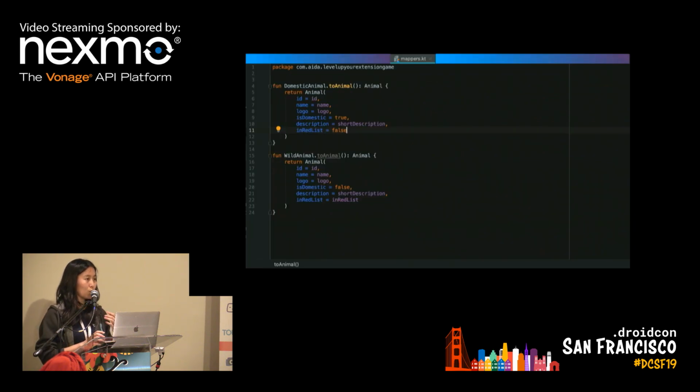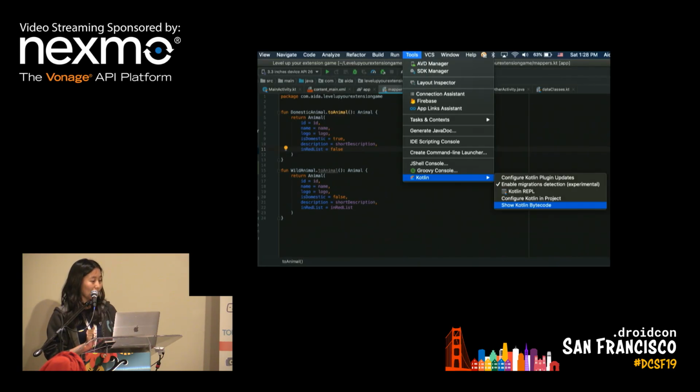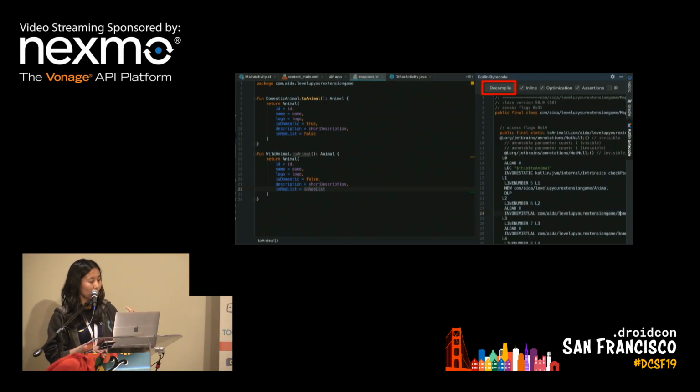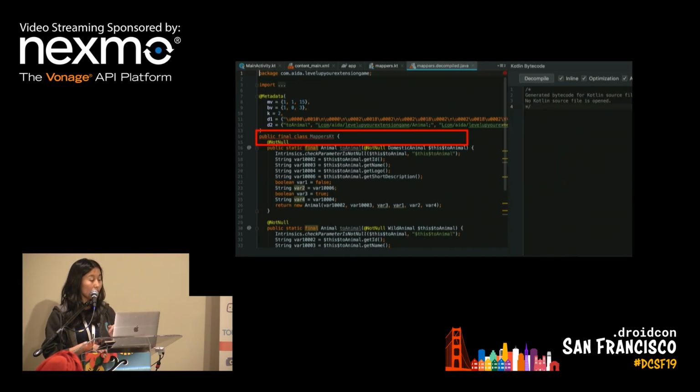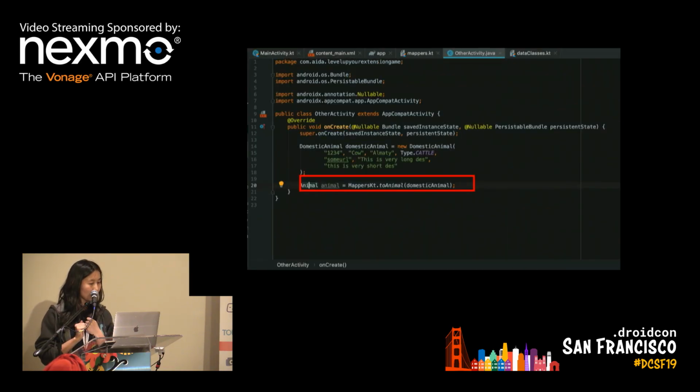In order to do that, you have to go to your file that contains the extension function, and then click on Tools, Kotlin, Show Kotlin Bytecode, and then click on the Decompile button. That will tell you the name of the class in Java, which in our case is MappersKt. And then in our Java activity, we can just call MappersKt.toAnimal, and pass our receiver, which is domesticAnimal. Yep, this is the example.